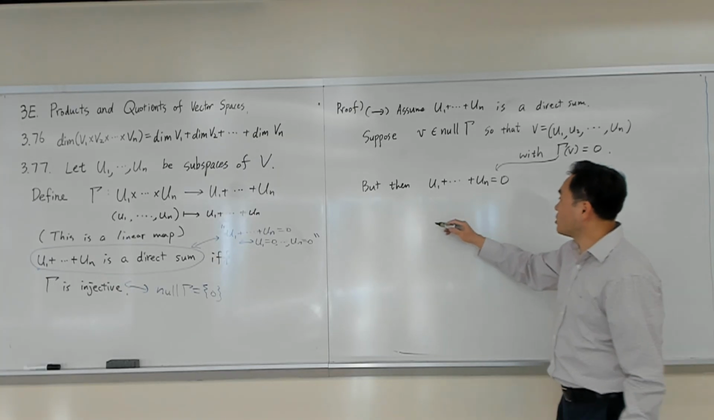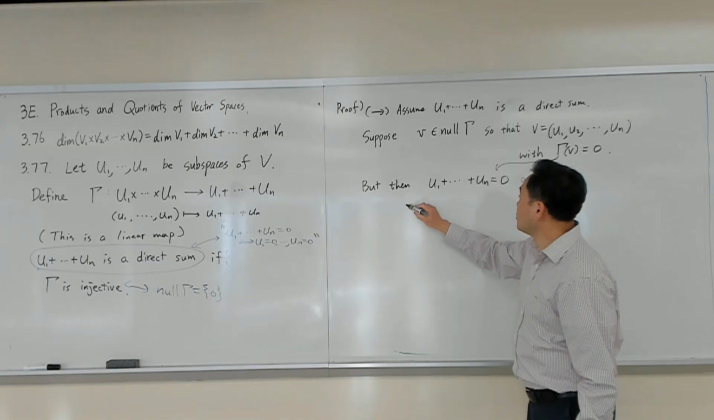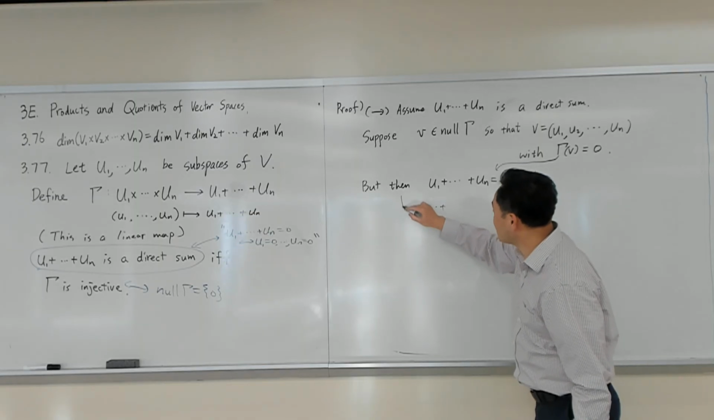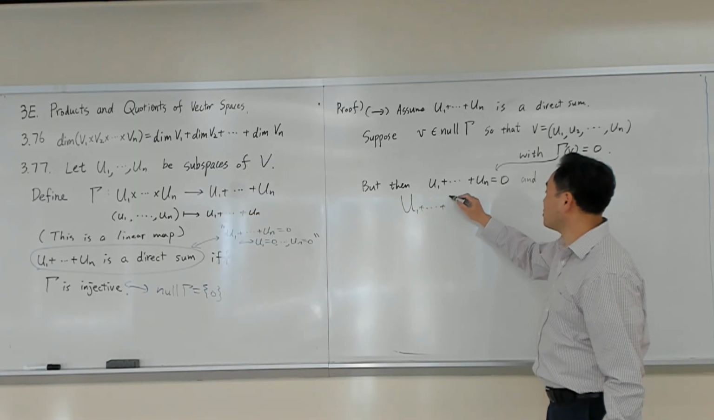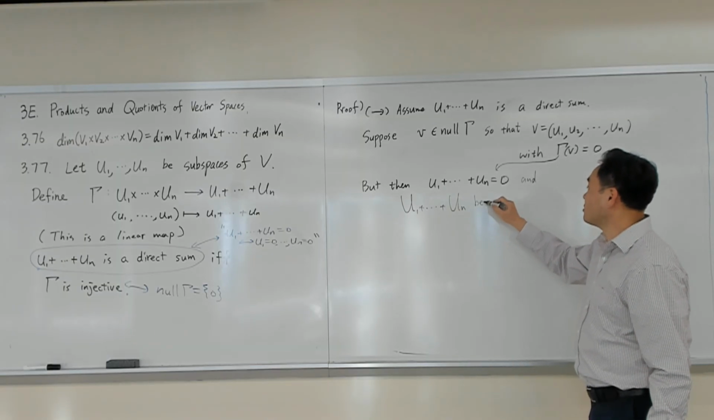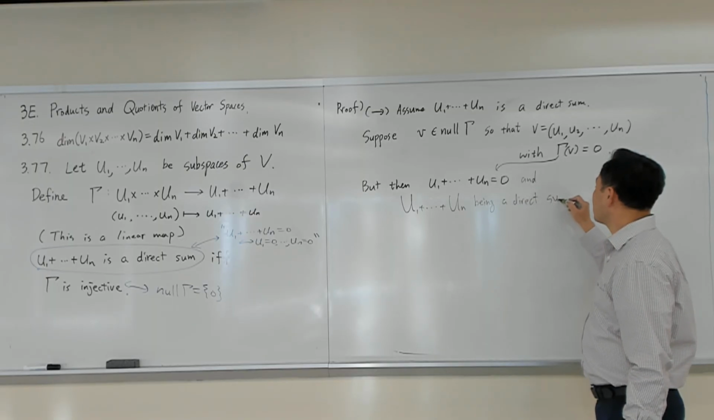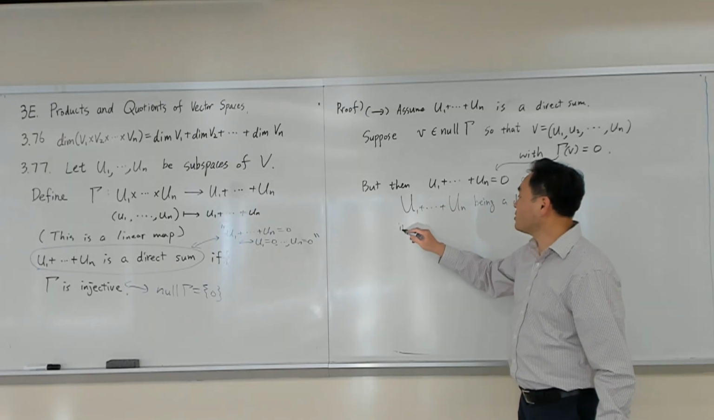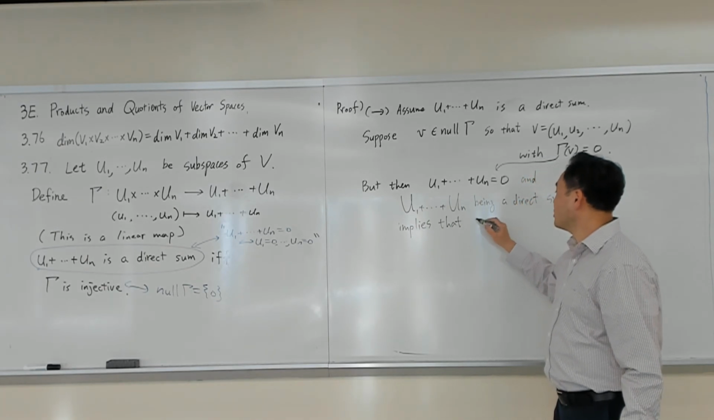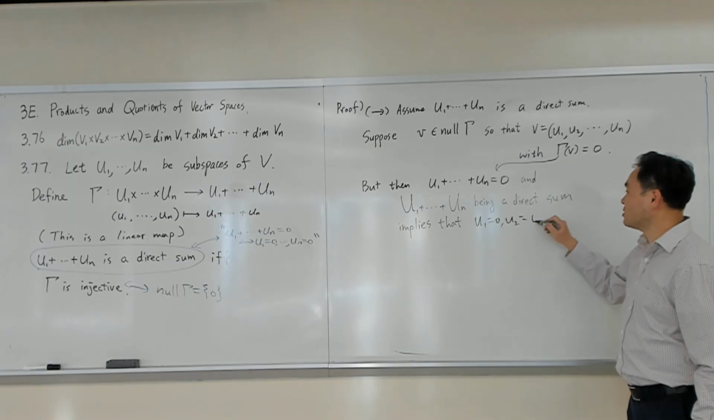Then this is true, and U1 plus, here now it's a capital U, U1 through UN, these are lowercase, being a direct sum implies that u1 is 0, u2 is 0. These are now lowercase as well.